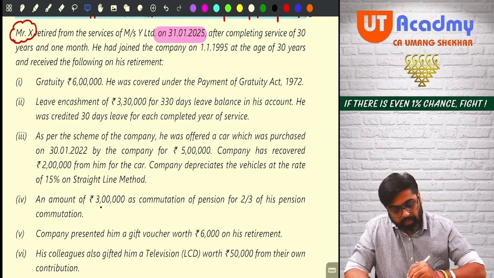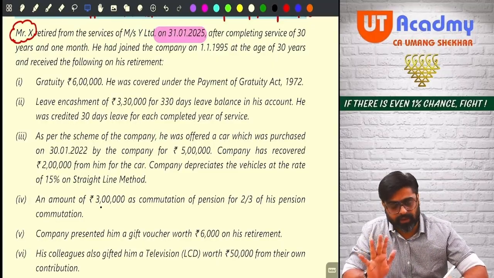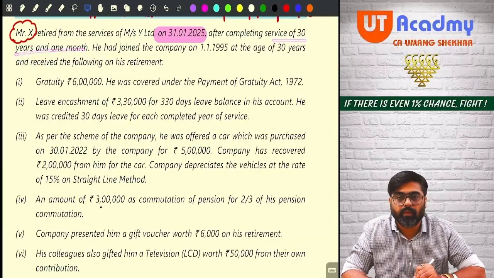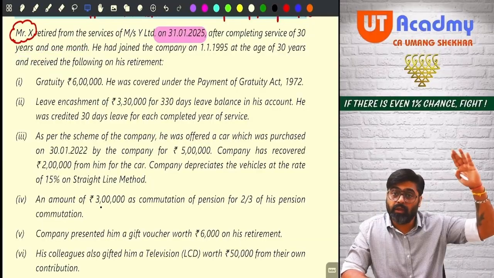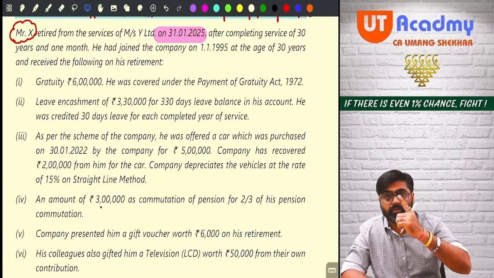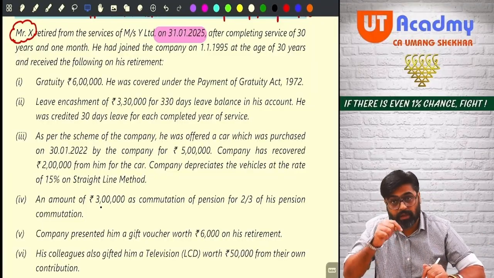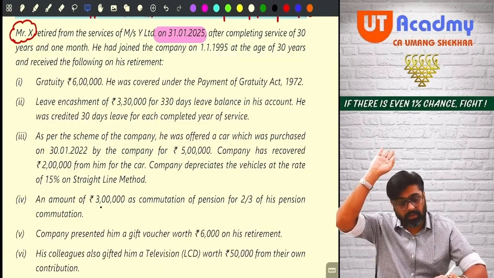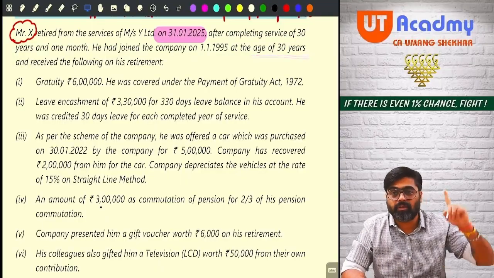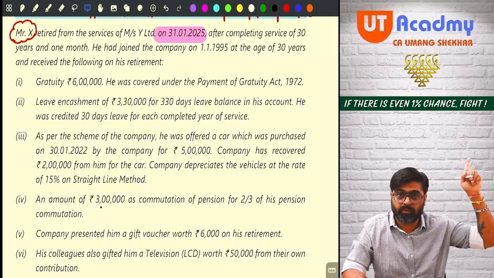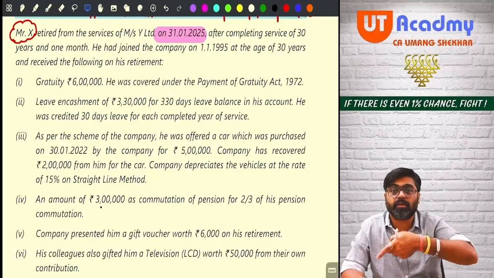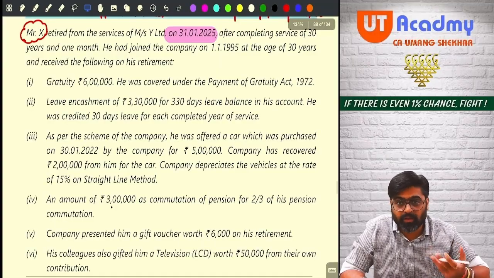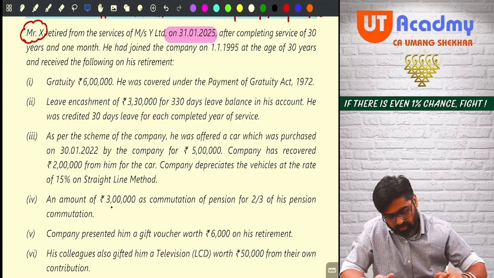They are saying that he is retiring on 31st January after completing service of 30 years and 1 month. Meaning he worked in this company for 30 years and 1 month and then he is retiring right now. And he joined this company on 1st April 1995. At that time his age was 30 years. So can I say 30 at that time plus 30 more years, he is a senior citizen right now. So becoming a senior citizen and leaving in this year.